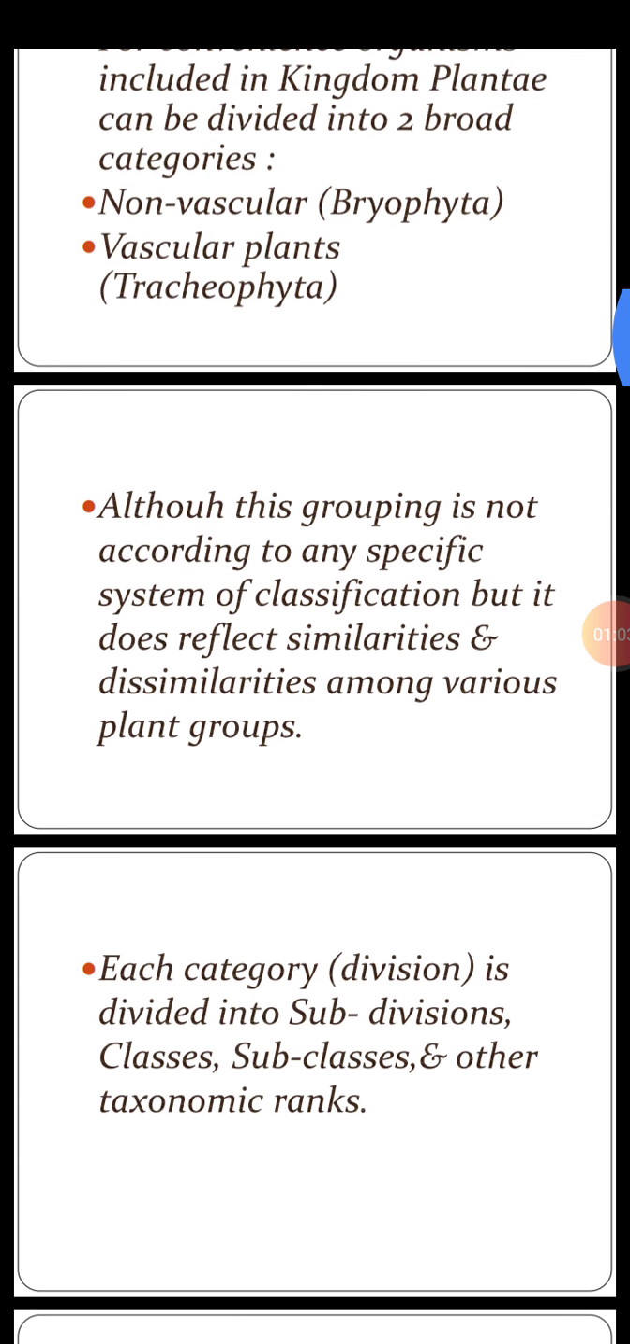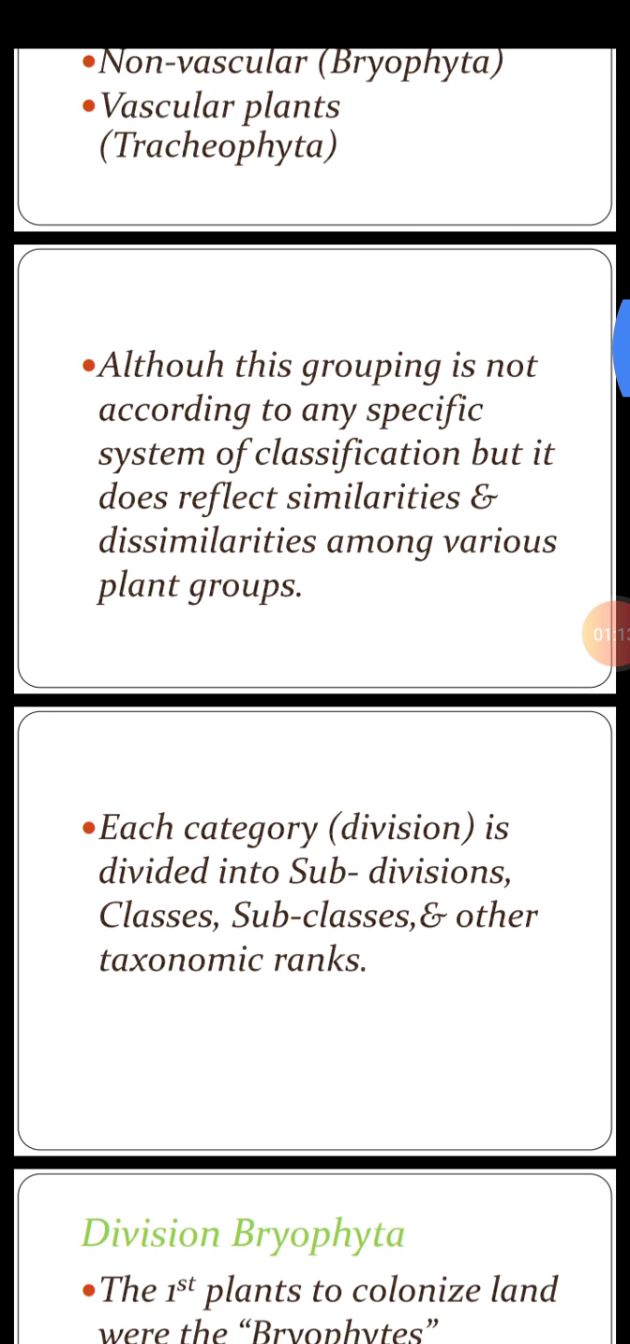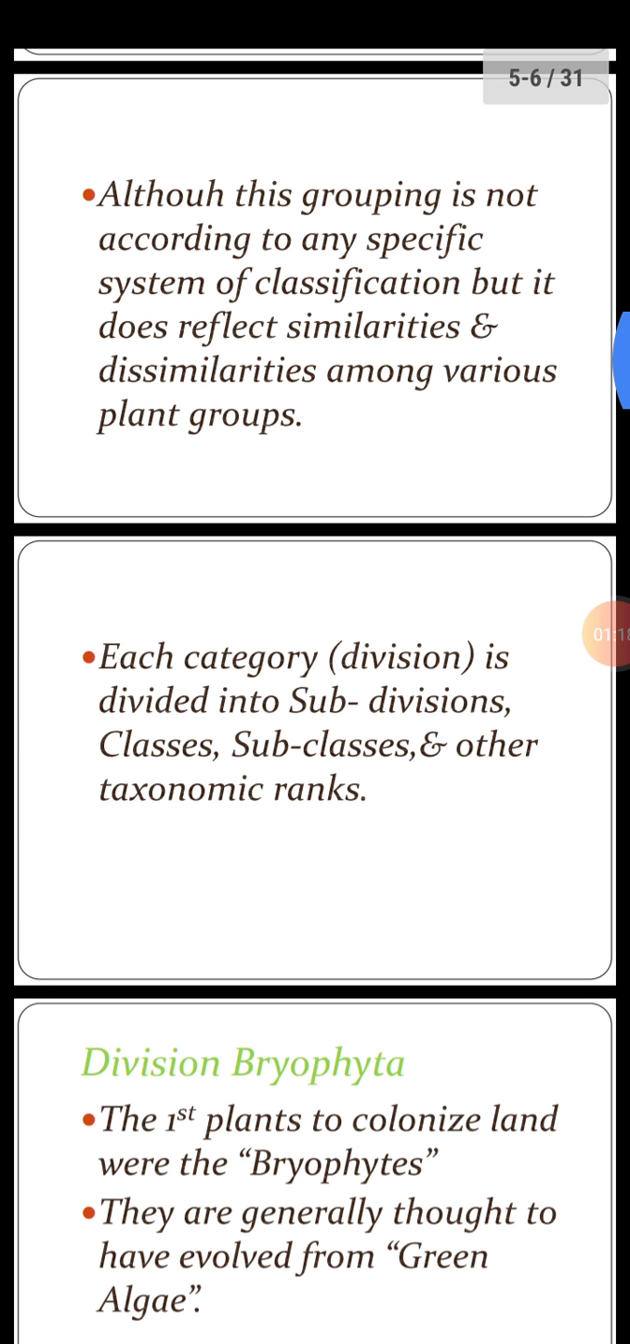Although this grouping is not according to any specific system of classification, it does show similarities and dissimilarities among various plant groups. They may be similar or they may be dissimilar. Each category is divided into smaller groups like subdivisions, classes, subclasses, and other taxonomic ranks. These are according to classification.